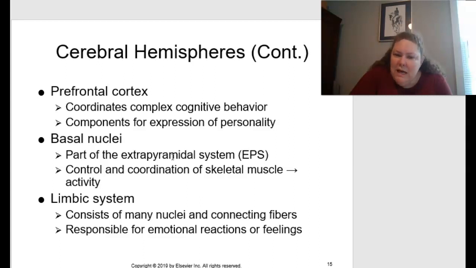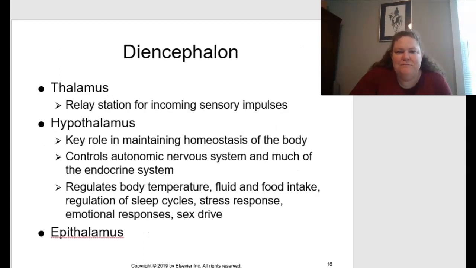You have your basal nuclei, and this is part of the extrapyramidal system, or the EPS. And this controls and coordinates the skeletal muscle to make us be able to do activity. You also have your limbic system, and this consists of many nuclei and connecting fibers, and this is responsible for those emotional reactions or feelings. You have your thalamus, and this is the relay station for the incoming sensory impulses. Additionally, you have your hypothalamus, and this has the key role in maintaining homeostasis of the body.